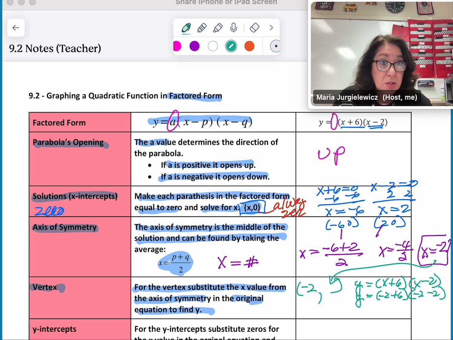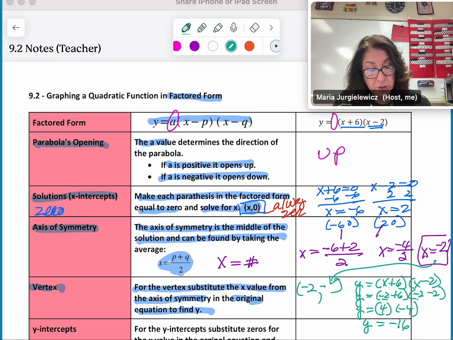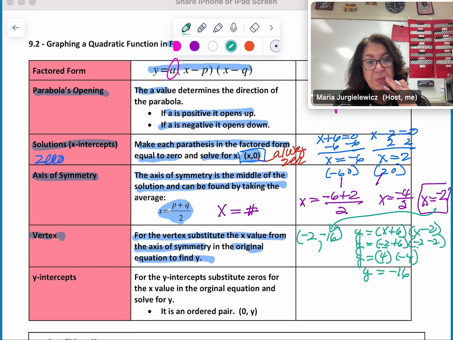Now we just simplify using adding, subtracting, multiplying, or dividing. Negative 2 plus 6 is 4. Negative 2 minus 2 is negative 4. And 4 times negative 4 is negative 16. So my vertex is negative 2, negative 16. It gets the x from the axis of symmetry, and then I figure out the y.